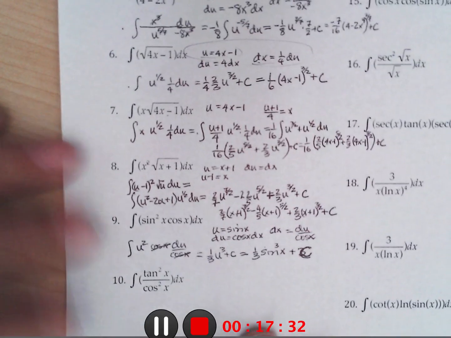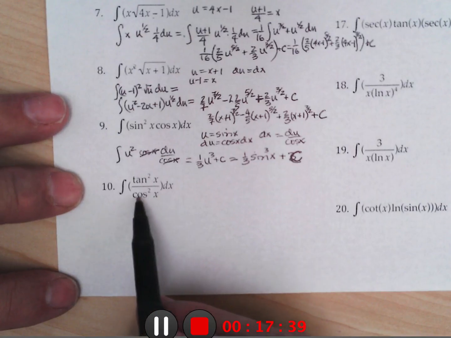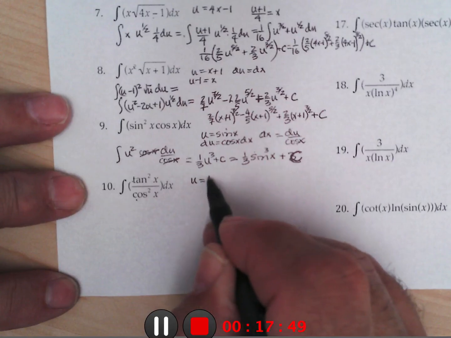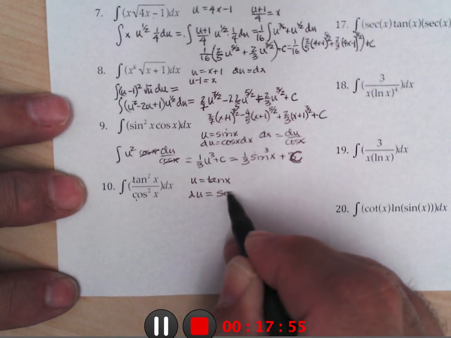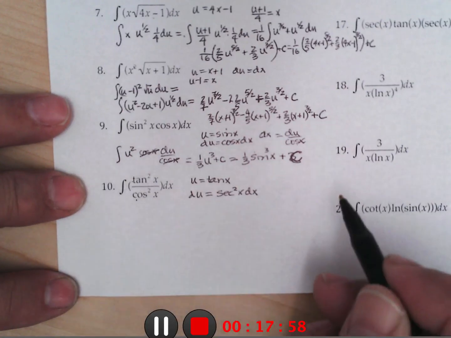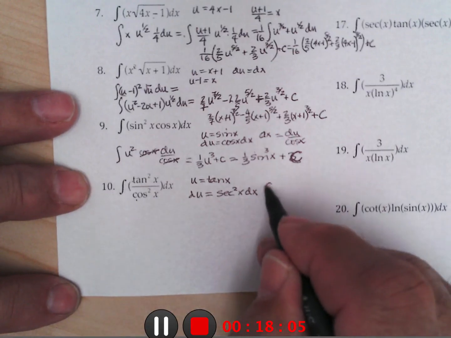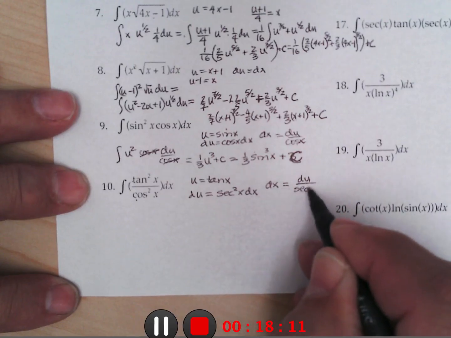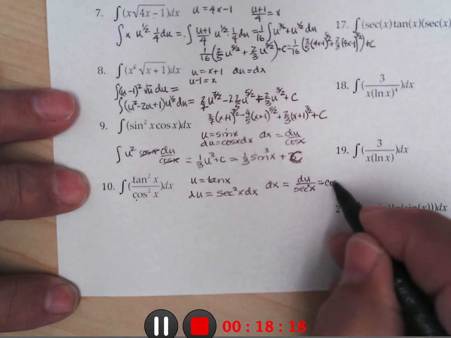Okay, number 10. This one's not so obvious. See, 1 over cosine squared is secant squared. That's the derivative of tangent. So I'm going to let u equal tangent x. Du is then secant squared x dx. And I'm going to solve for dx, which would be du over secant squared x, or secant is 1 over cosine, so this would be cosine squared x du.